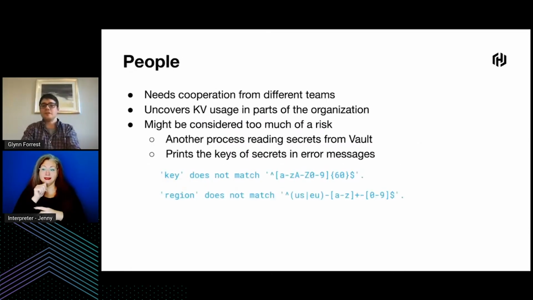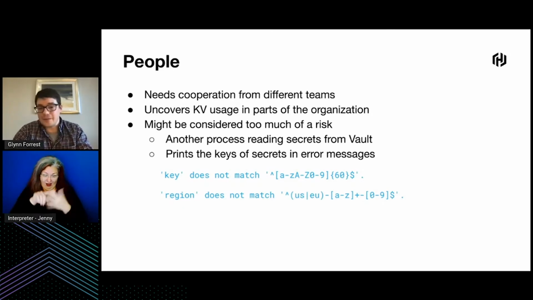And then, of course, you've got people problems as well. Alice and Bob need to cooperate. You need cooperation between the different departments. I've found it uncovers really weird usage of key value secret engines. People store all kinds of junk in there that you didn't realize, so it's quite handy for uncovering all of that.